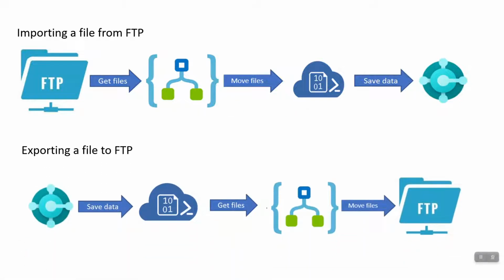Whereas for exporting, it's exactly the reverse. Business Central will process the data and save it into Azure Blob Storage, and we need one more logic app which will take the files from the blob storage and place them onto the FTP server. This is the way we can exchange files between FTP and the Business Central online version.